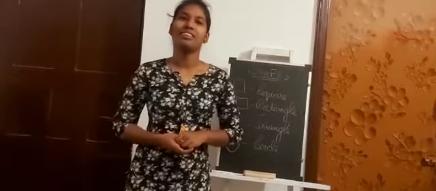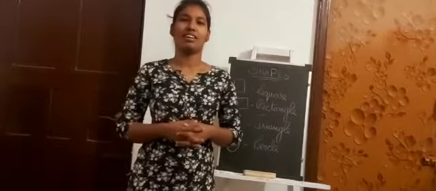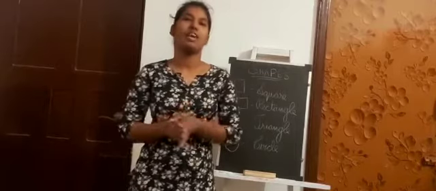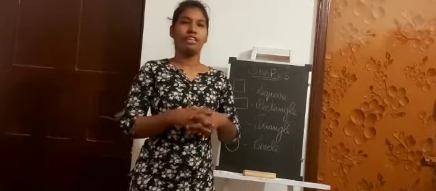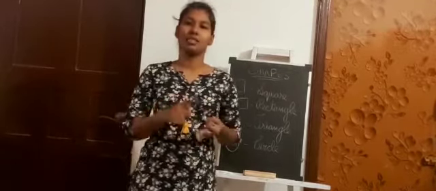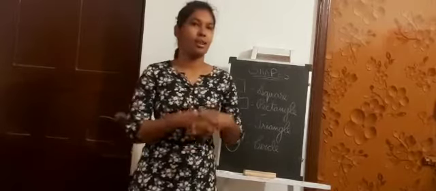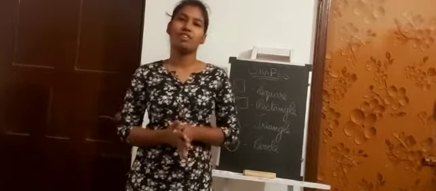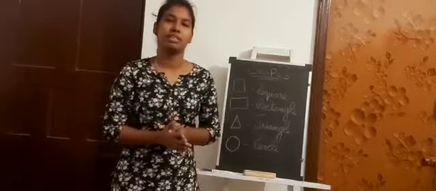Good morning everyone. Today's class is all about geometry, that is shapes in geometry. We all know many shapes such as circle, triangle, square, rectangle, cube, cuboid, cylinder, cone, etc. There are many shapes. In this class we are going to see the four basic shapes in geometry. They are square, rectangle, triangle, circle.